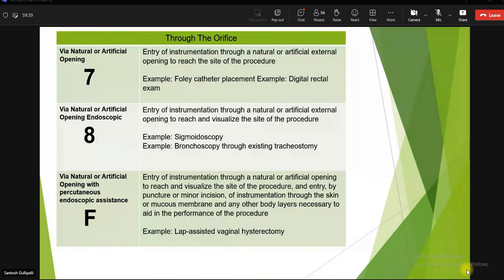Vagina means via natural or artificial opening, okay? So via natural or artificial opening with percutaneous endoscopy. So this is the best example, okay?